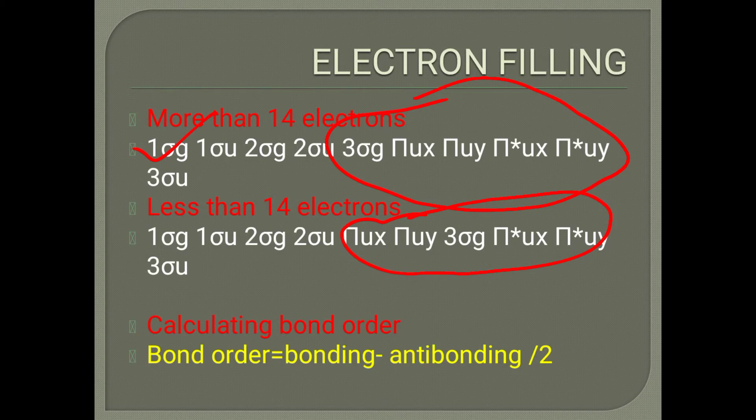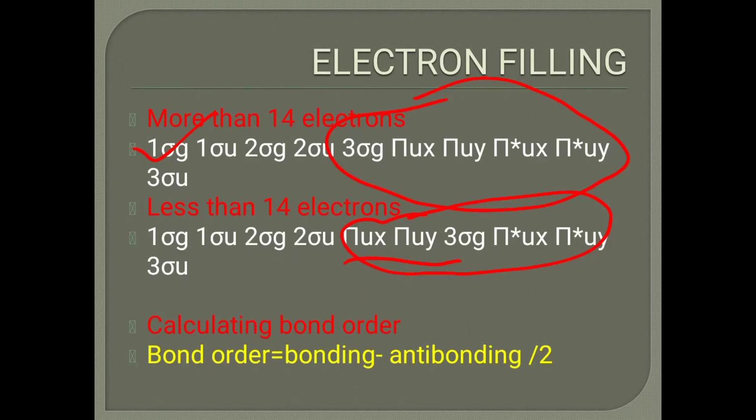This you mostly see with oxygen. Oxygen's atomic number is 8, so O2 will have 16. Same way, when it is less than 14, the electronic configuration is 1 sigma g, 1 sigma u, 2 sigma g, 2 sigma u. Here pi u x and pi u y come first and then 3 sigma g comes. So it is very important to note the difference.